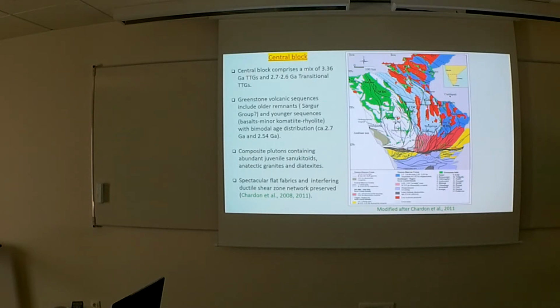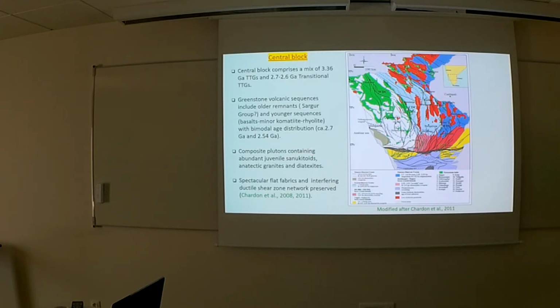Very minor komatiite, but the MgO content is much less, only 18 to a maximum of 20%, and mostly basaltic volcanism here. And these greenstone belts are younger, 2700 to 2540. Mostly the mafic volcanics erupted at 2700, and the felsic volcanics erupted at 2540 million years. Well, the most abundant lithologies are the composite plutons containing the juvenile sanukitoids.